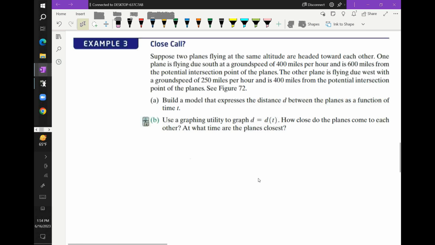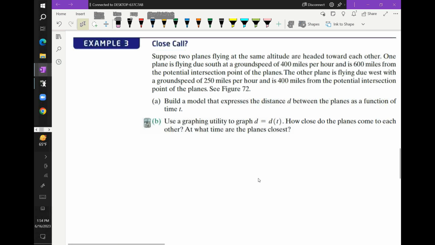Let's take a look at another example. This one's going to involve airplanes. Let's suppose two planes flying at the same altitude are headed toward each other. One plane is flying due south at a ground speed of 400 miles per hour and is 600 miles from the potential intersection point of the planes. The other plane is flying due west with a ground speed of 250 miles per hour and is 400 miles from the potential intersection point of the planes.